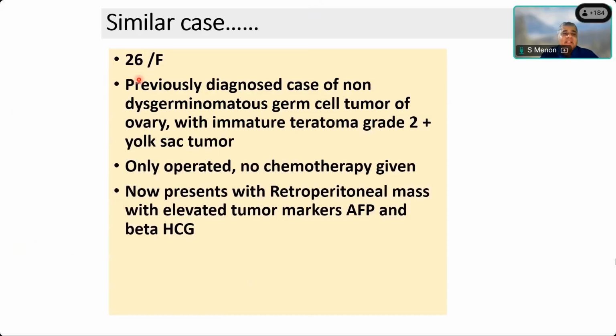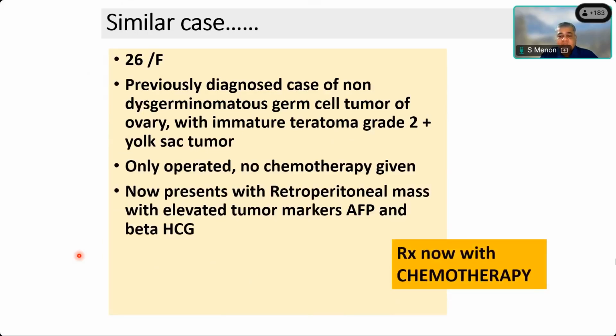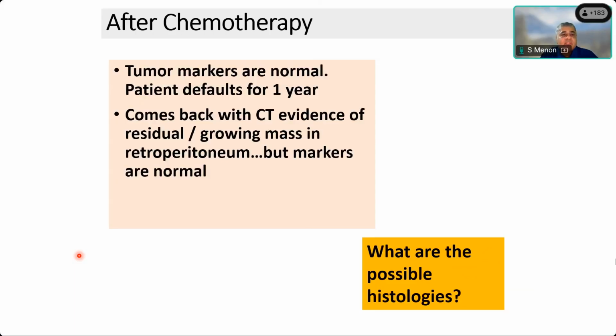So another similar case is a 26-year-old female, again a dysgerminomatous germ cell tumor with immature teratoma grade 2 and yolk sac tumor. She was only operated outside TMH and no chemotherapy was given, and now she presented with a retroperitoneal mass with elevated tumor markers AFP and beta HCG. Treatment was now given with chemotherapy. After chemotherapy, her tumor markers were normal. The patient defaulted for 1 year. That means the patient did not follow up.